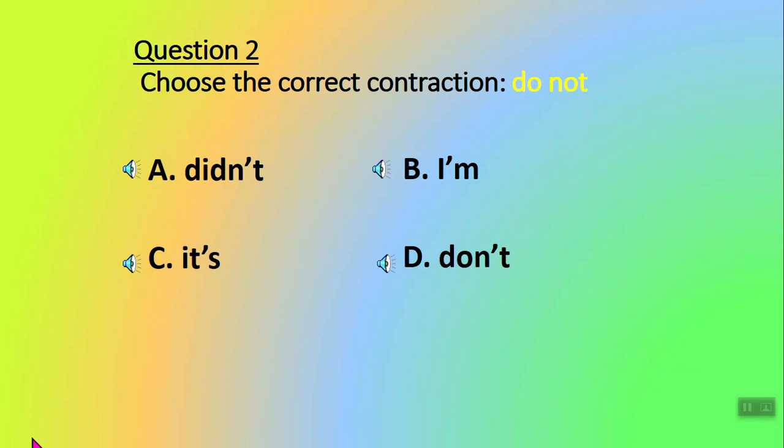Choose the correct contraction for do not. So instead of do not, what do we write? Do we write didn't, am, it's, or don't? Yes, you're right. This is don't, because instead of the O, we put an apostrophe and we write don't.